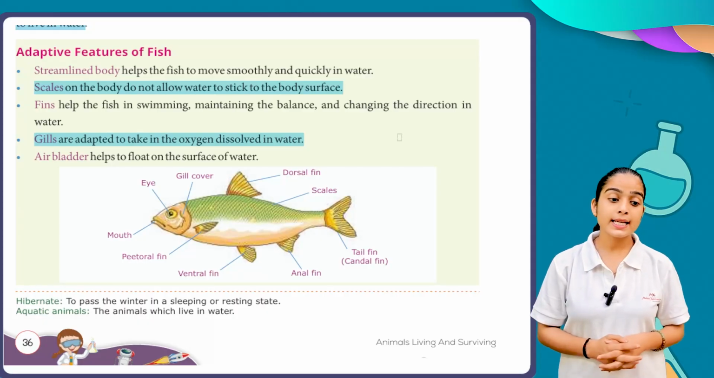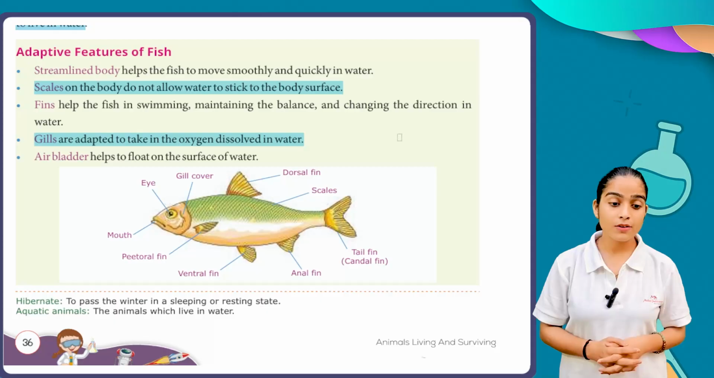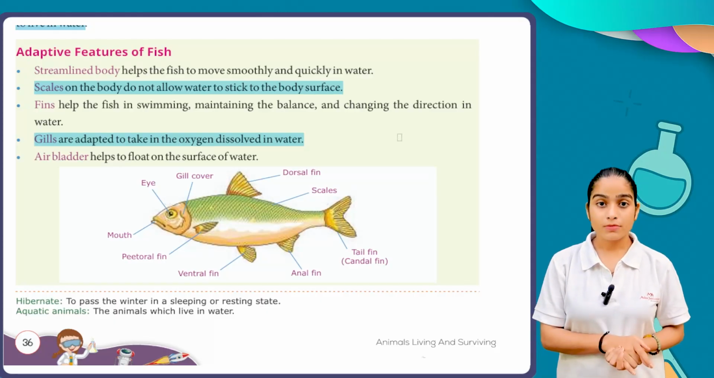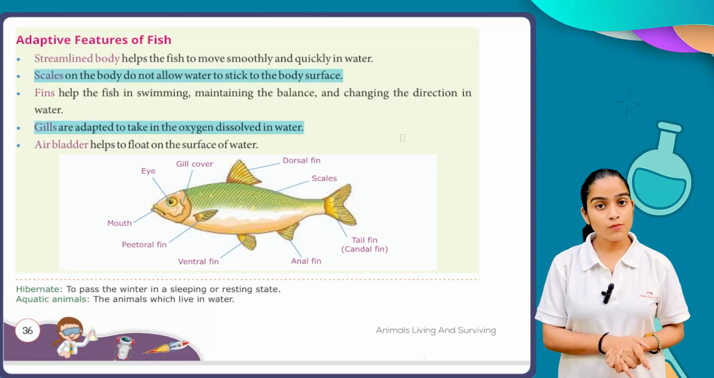Okay. Next, the air bladder helps float on the surface of water. With the help of the air bladder, they can easily swim on the surface of the water as well.